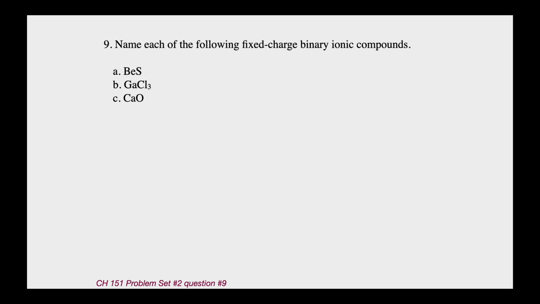So naming these is pretty simple. It's the name of the metal and the nonmetal with an -ide ending. So the first one, beryllium sulfide. The second one, that Ga is gallium, and Cl would be chloride. So it'd be gallium chloride. And the last one, calcium oxide. So naming these is pretty simple, all right? Metal plus nonmetal as "-ide", don't need to add Roman numerals, Greek prefixes, anything like that.